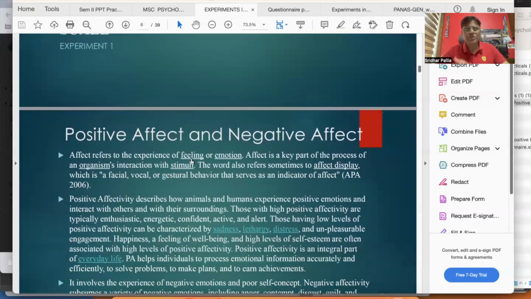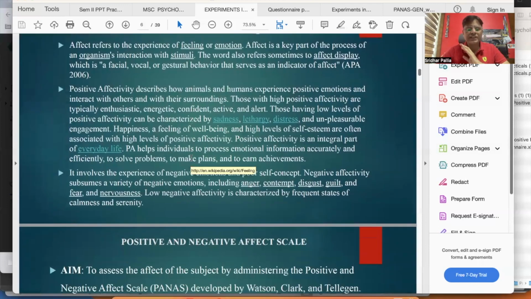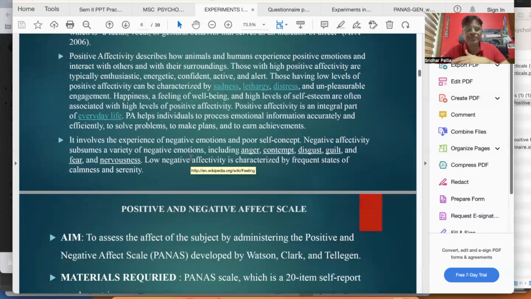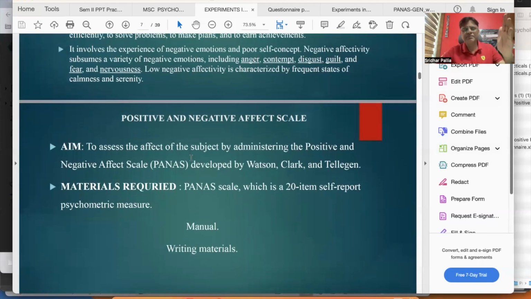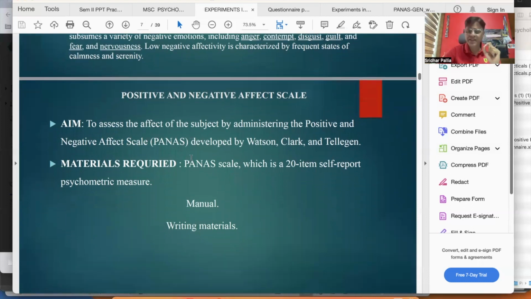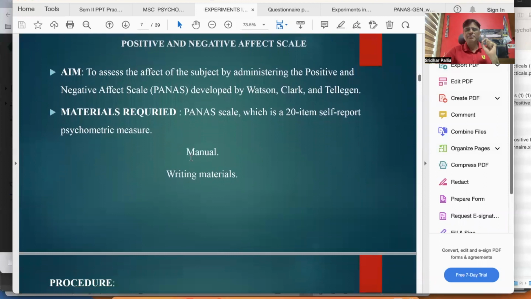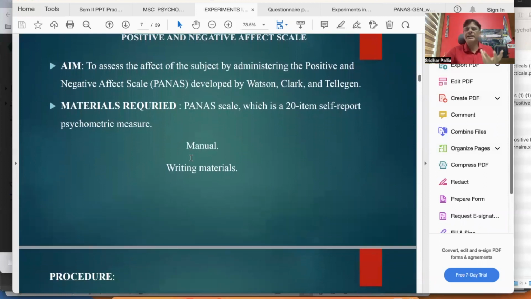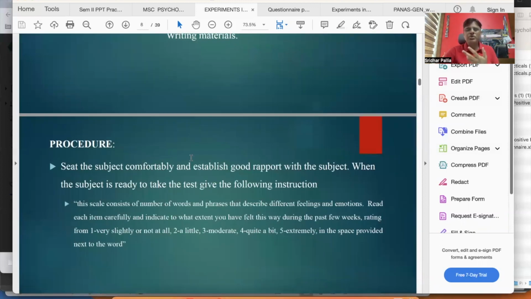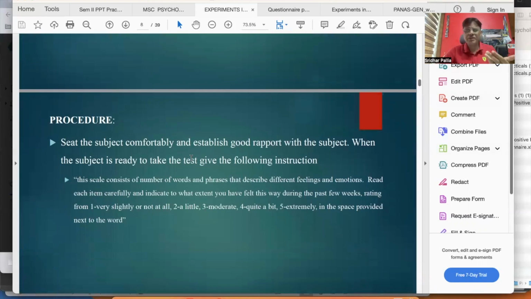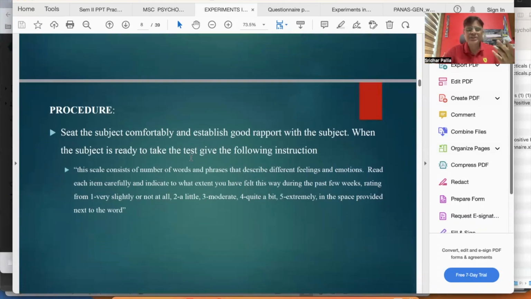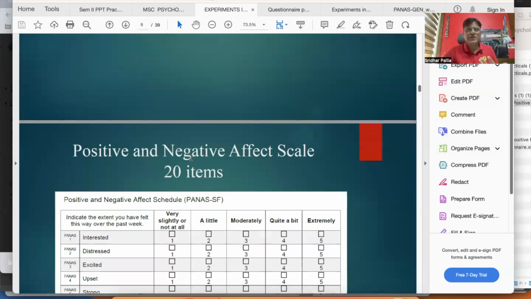If you look at positive and negative affect, this text you can read in English by yourself. There is a certain aim, and there are materials provided. Now remember, for the practicals, when you write, you need to write all of these in this format. You need to write what the aim of this experiment is, and what the material required is. The material required is nothing but the 20-item questionnaire. Then you write the procedure, how you're going to give it. It's just in English, you can read through that, not a problem.